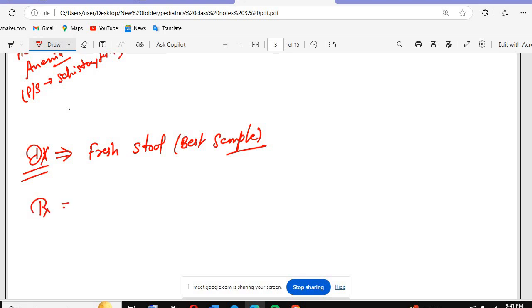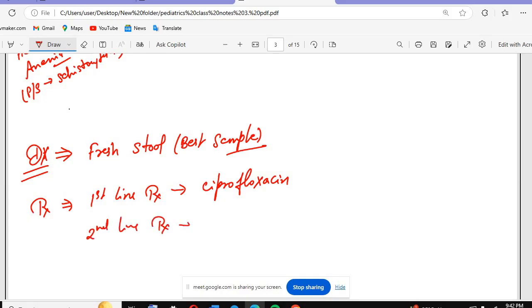Remember the treatment. The first line treatment for this condition, you are going to start with ciprofloxacin. After that, you can start the second line treatment, like azithromycin and other antibiotics that we can start. Here you can remember just one drug, that is ciprofloxacin. That will be the first line drug given in a patient with shigella dysentery.